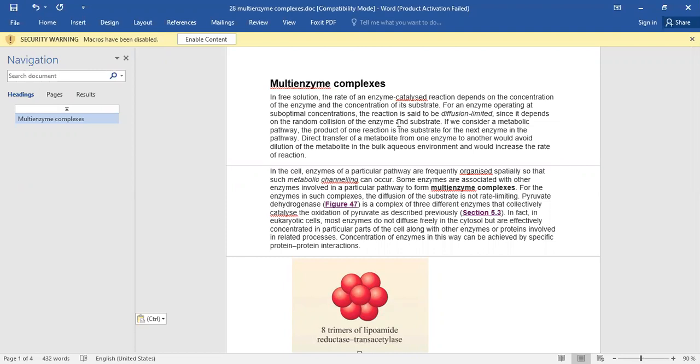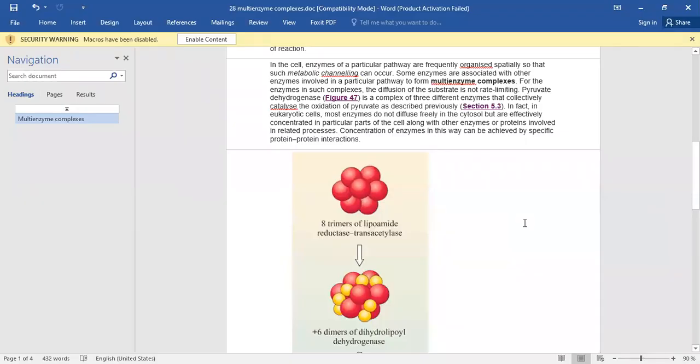as the multi-enzymes. Meaning that one unit, two units, three units of a single enzyme, then another unit of a single enzyme, then another unit of a single enzyme will mix together and make a complete set of enzymes. In simple words, we can say that some enzymes are associated with each other. Okay, they get associated. Some enzymes will get associated with some other enzymes, and they are involved in a particular pathway to form a multi-enzyme complex.